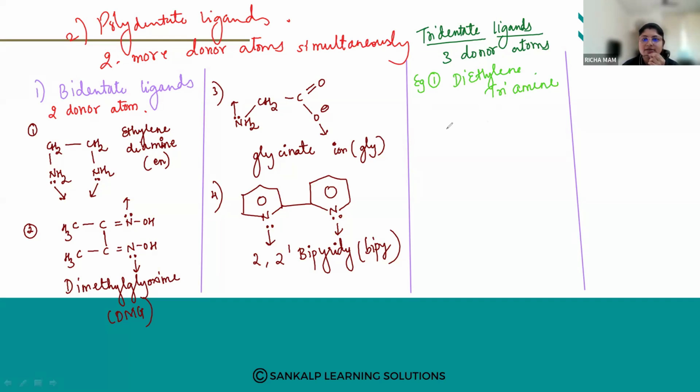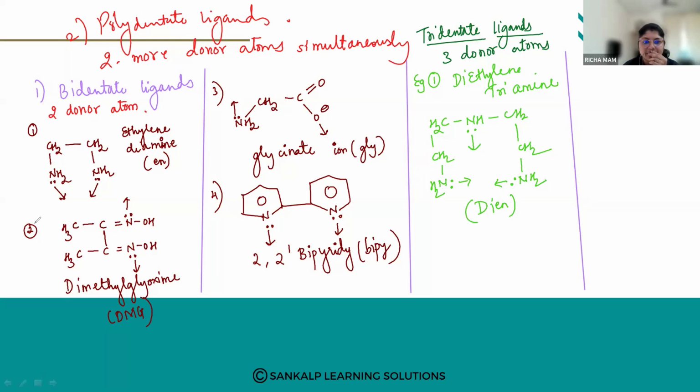So let me write the structure. CH2, NH, CH2, CH2, NH2, CH2, NH2. So this is the first donor atom, here one, like this, and like this. So this is ethylene diamine, DIEN, diethylene triamine. So there are three donor atoms on the one side.